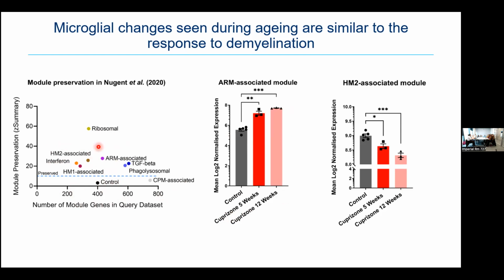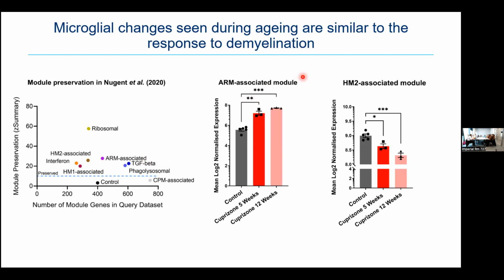And you can see here basically that most of the networks that we identified that were age-dependent were also preserved in the demyelination experiment as well. So what this is effectively telling us is that the way that the microglia are responding during aging is similar to the way that microglia are responding to demyelination as well.